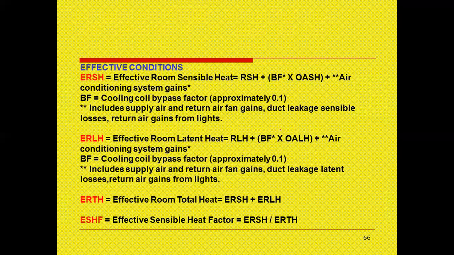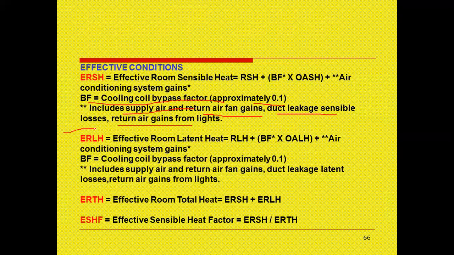ERSH is the effective room sensible heat, that is equal to RSH plus BF into OASH plus air conditioning system gains. BF is the cooling coil bypass factor, approximately 0.1 value. This includes the supply and return air fan gains, duct leakage, sensible losses, and return air gains from the lights.